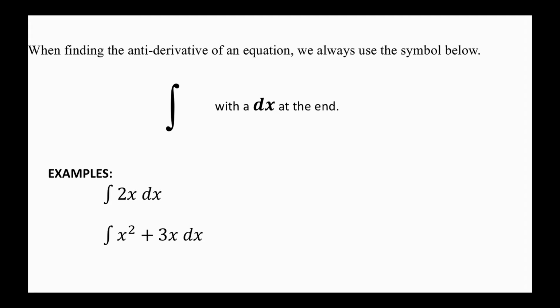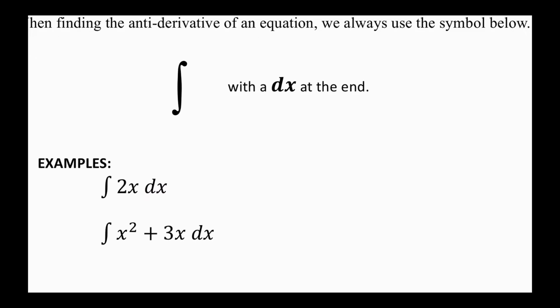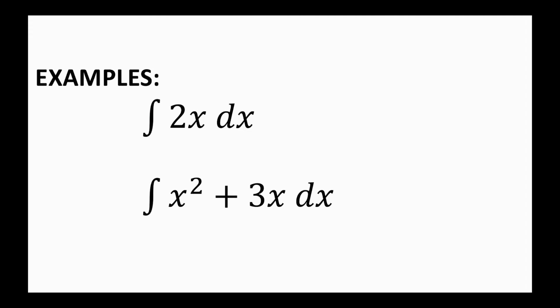The antiderivative of 2x, or the integral of 2x dx, means they want us to find the antiderivative of 2x. The dx is just a tag. It's important, but don't worry about it. I'll explain why it's needed later. They're asking for the antiderivative of 2x, right? If I asked you to find the derivative of 2x, you could all do that, right? 2. Now what I'm asking you to do is go in the opposite direction. Instead of derivative, antiderivative.